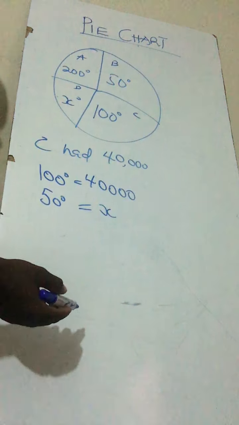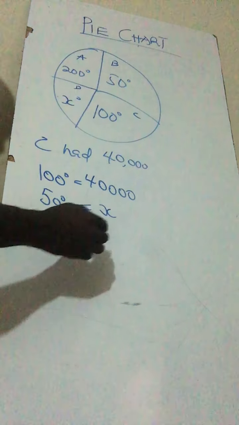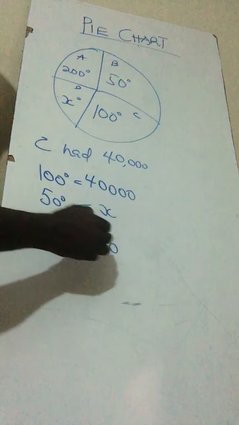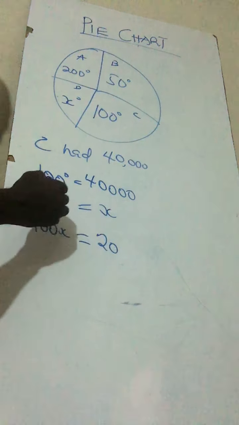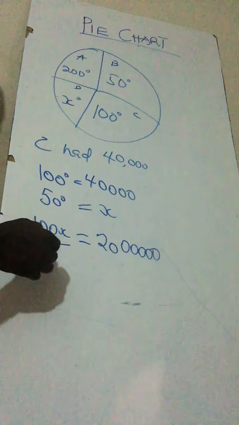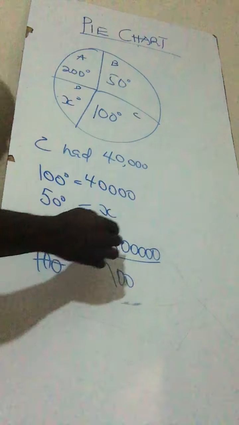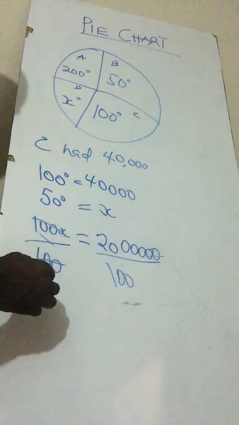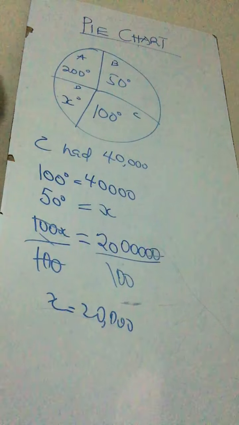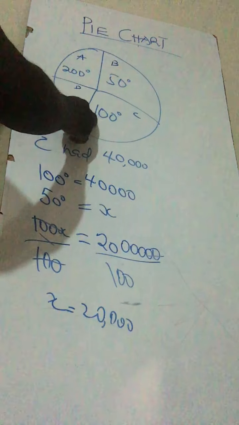We just do cross multiplication. So you get 100x equal to this. Good. So you divide both sides by 100, and we get x to be 20,000. And so if C had 40,000, B will get 20,000. Good. With this, we were given this, and we've been able to find this.